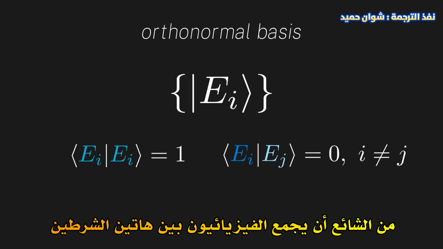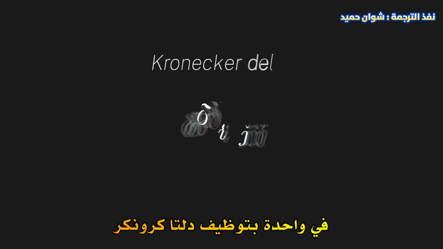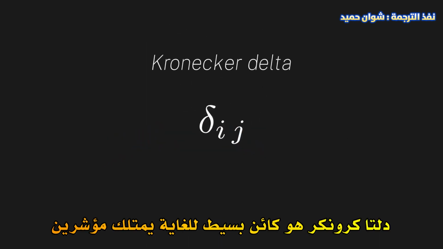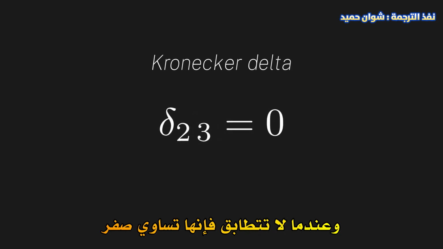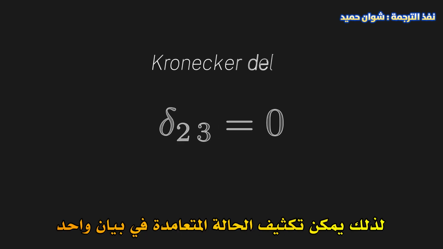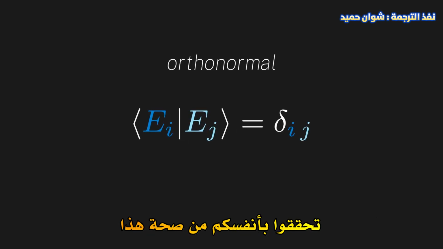It's common for physicists to combine these two conditions into one using the Kronecker delta. The Kronecker delta is a very simple object with two indices. When the indices match, it equals 1, and when they don't, it equals 0. So, the orthonormal condition can be condensed into one statement. Check yourself to see that this is true.